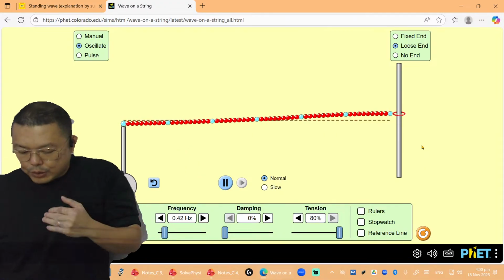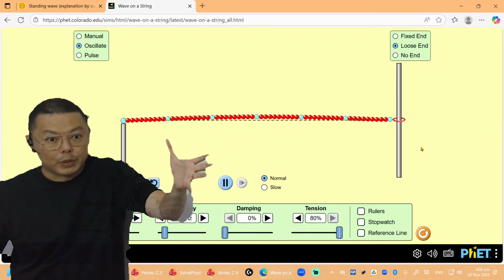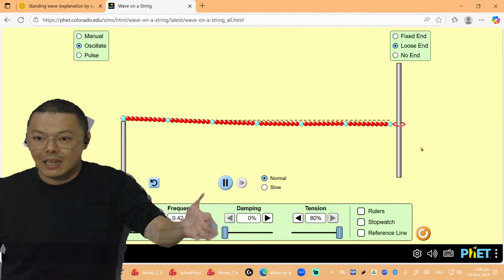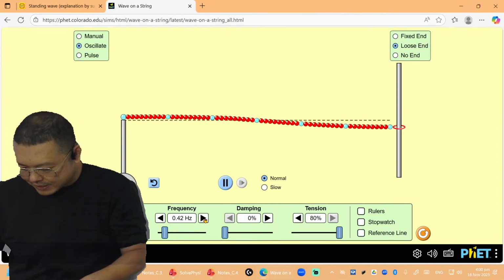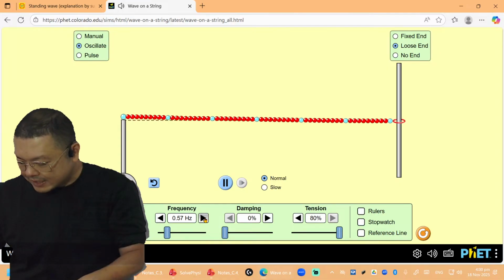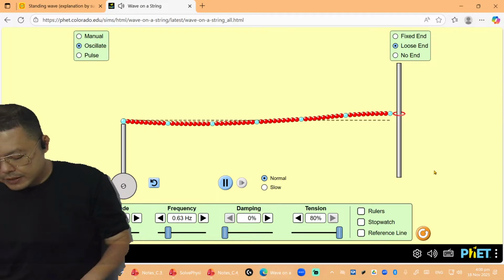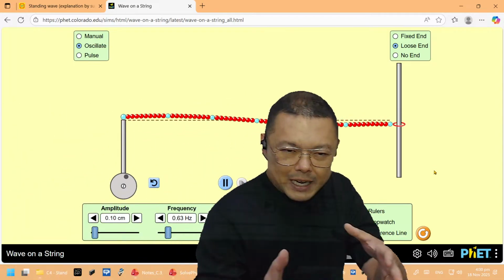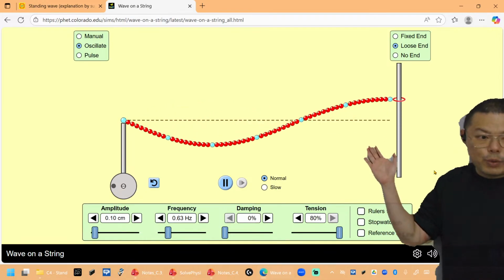So basically the first harmonic of a one end closed, one end open system is what? 0.21, right? So what's the next one? Times 3. 0.63, right? So the next harmonic is actually 0.63. All right, so I'm going to change it back to 0.63. What's the shape again? You should see 3/4 of a wavelength, right?